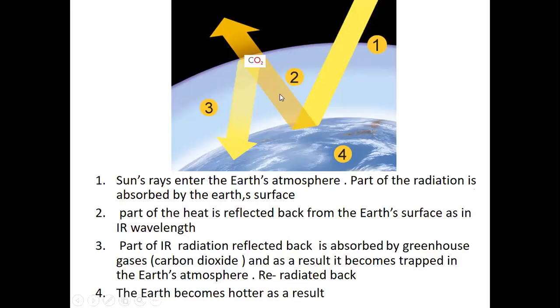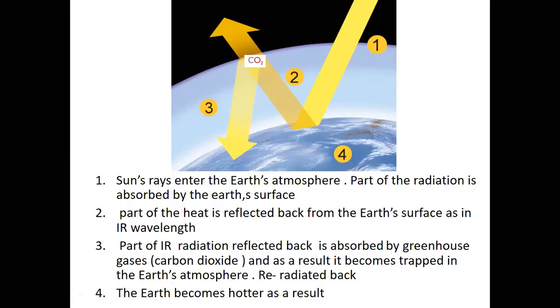Then usually the absorbed energy is radiated back as IR radiation. So part of the heat is reflected back from the earth's surface at infrared wavelengths. Part of the IR radiation reflected back is absorbed by greenhouse gases. Then here you can see number two: the part of the radiation reflected back as IR radiation is absorbed by carbon dioxide. Carbon dioxide is a greenhouse gas.